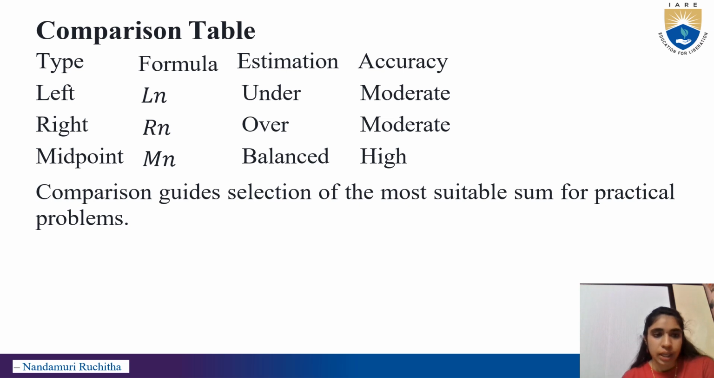Comparison table. Here is the type, formula, estimation, and accuracy. In type, we have left, right, and midpoint. In formula, we have Ln, Rn, and Mn. In estimation, we have under, over, balanced. In accuracy, we have moderate, moderate, and high. Comparison guides selection of the most suitable sums for practical problems.